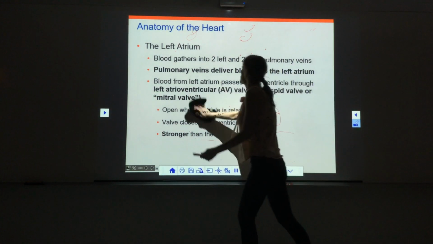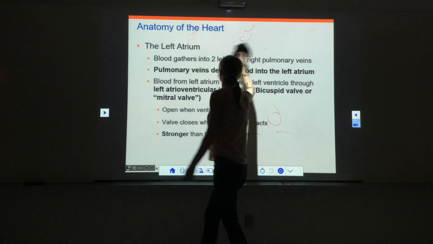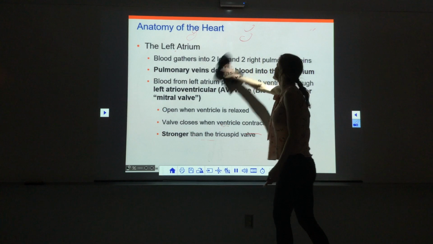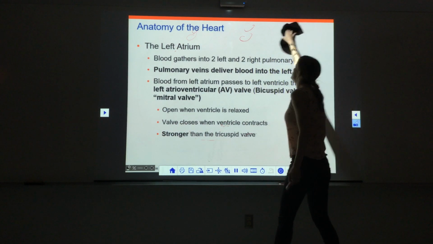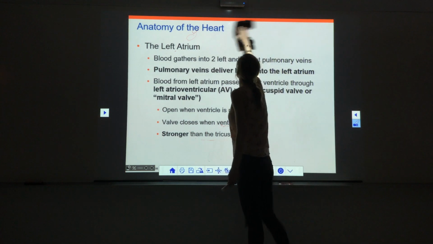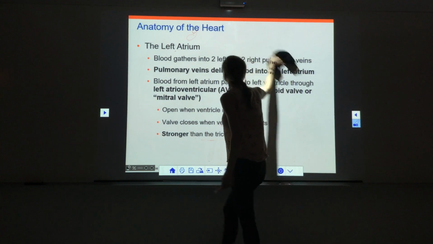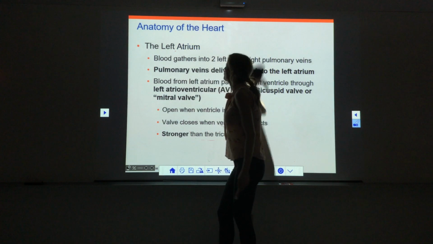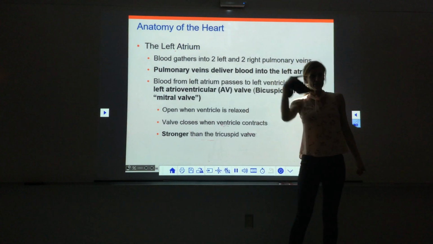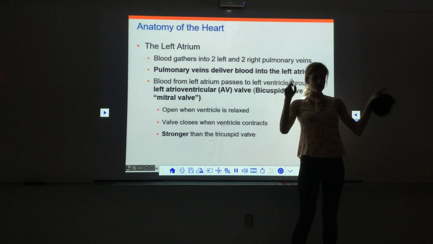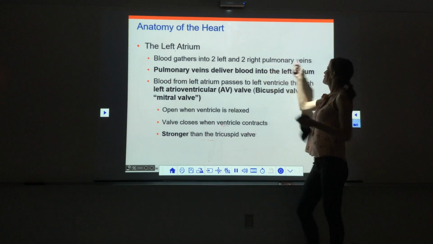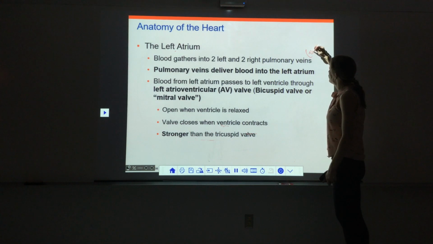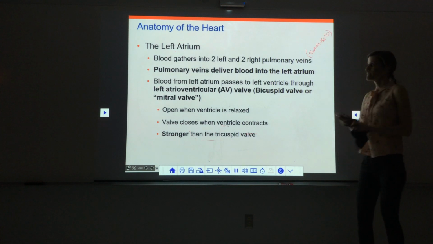Alright, so we just went to the lungs to get oxygen, and as the blood travels back towards the heart, it collects into the two left pulmonary veins and the two right pulmonary veins. Remember, we have a superior and an inferior pulmonary vein on each side. Pulmonary because they're coming from the lungs, veins because they're heading back towards the heart.